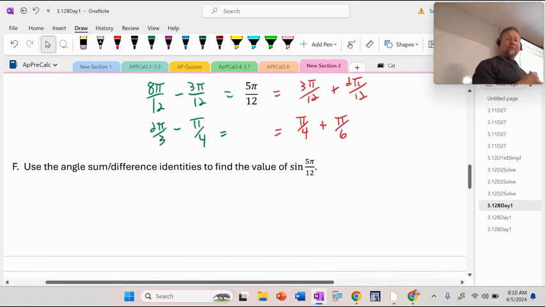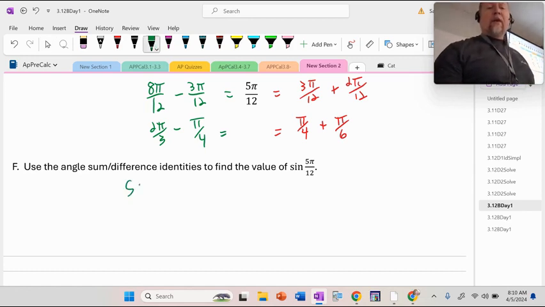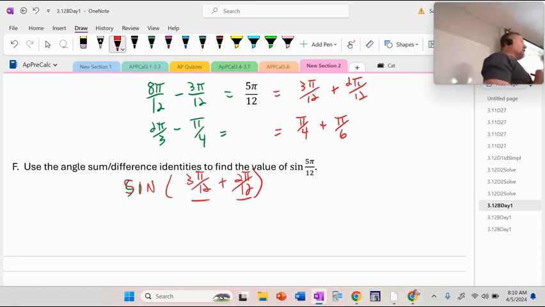So sine 5 pi over 12, I could pick one or the other. I'm going to do the red one, even though this is green. I'll do the first one. So sine of 3 pi over 12 plus 2 pi over 12. And you've got to make sure that these end up reducing to be on your unit circle. You can't do 1 pi over 12 plus 4 pi over 12. Pi over 12 isn't on your unit circle. 4 pi over 12 is, but 1 pi over 12 isn't. 1 plus 4 is 5. The sum works, but it doesn't end up being on your unit circle.